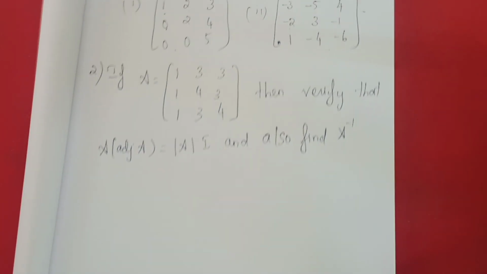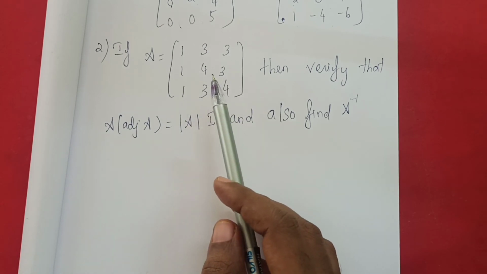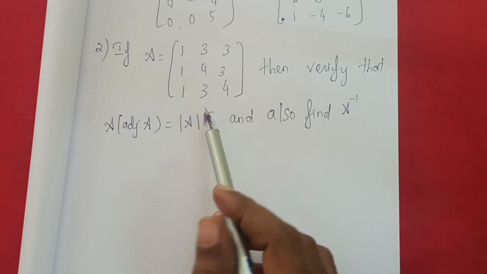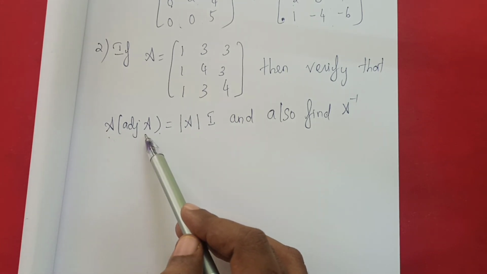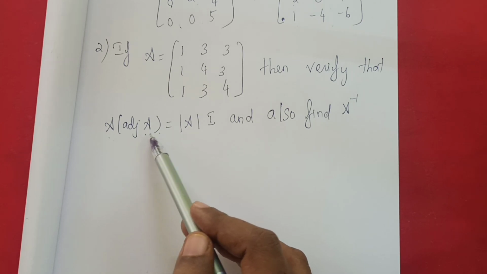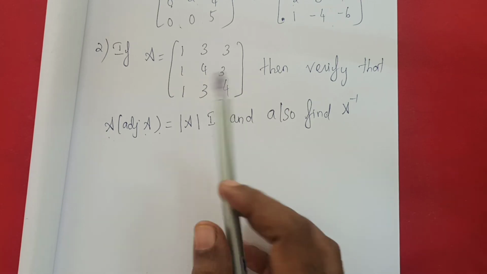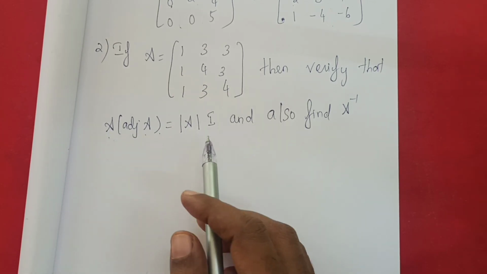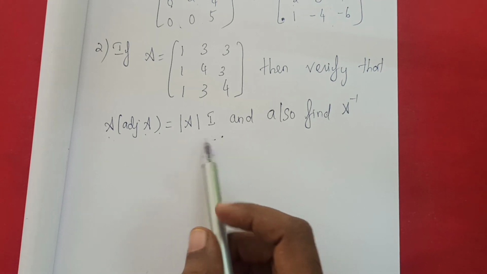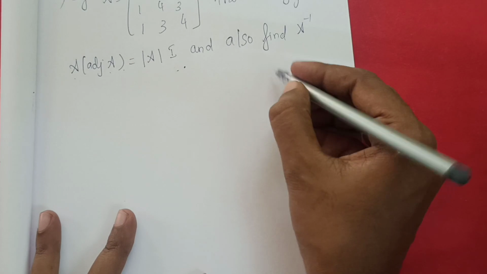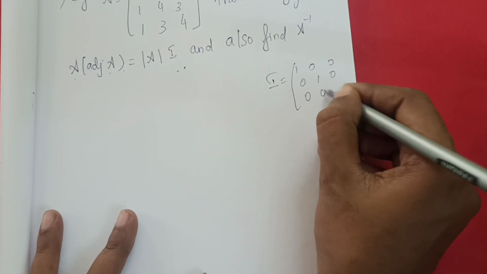I will just explain this problem. What will you do here? First you need to find the adjoint of A. You know how to find the adjoint of A. Afterwards, what you need to do is A into adjoint of A. So with the A you need to multiply the adjoint of A. Then take that as the first equation. Then determinant of A you need to find, and with that value you need to multiply with I. Here it is a 3 by 3 matrix, so when you take the I value, you need to take it as 3 by 3: 1 0 0, 0 1 0, 0 0 1.